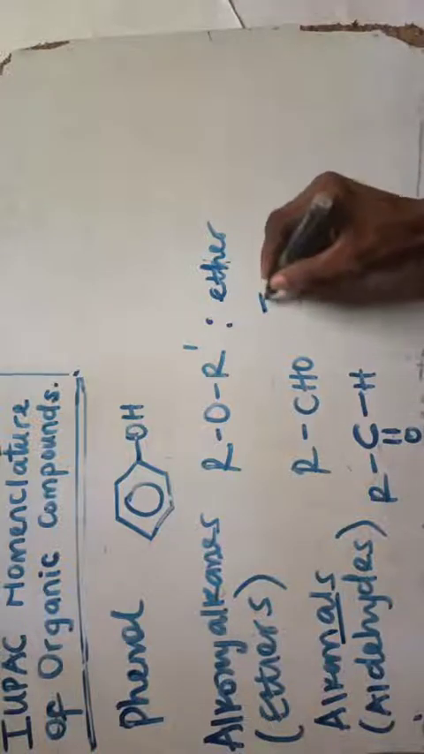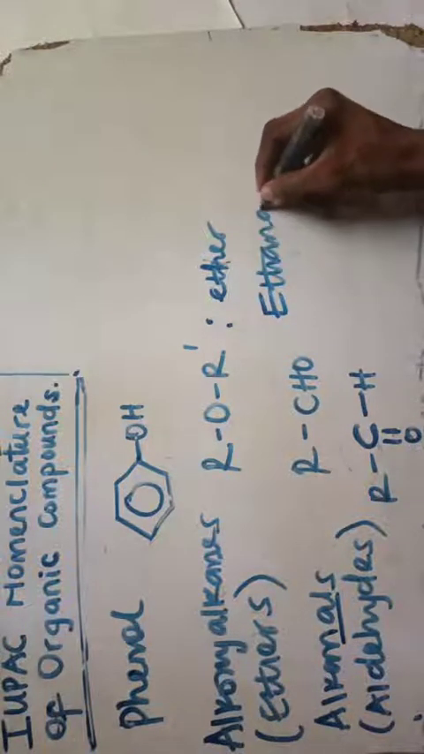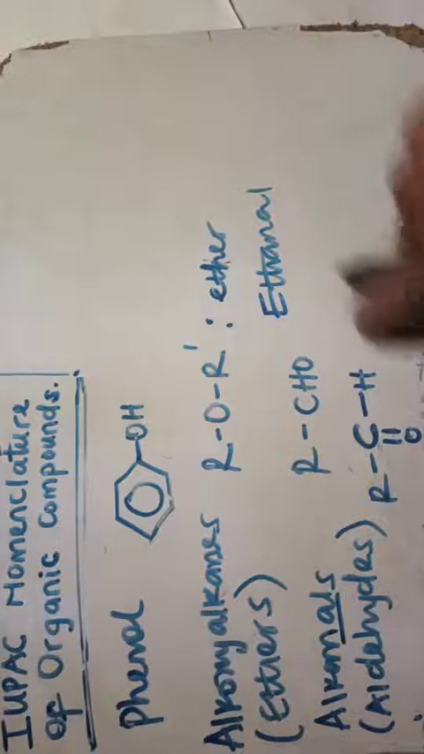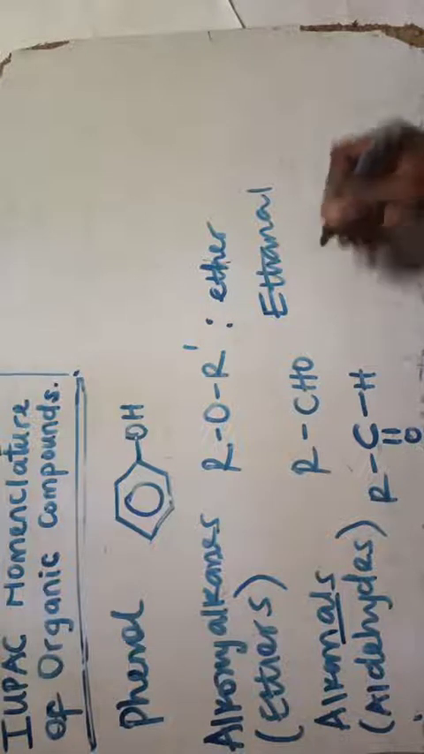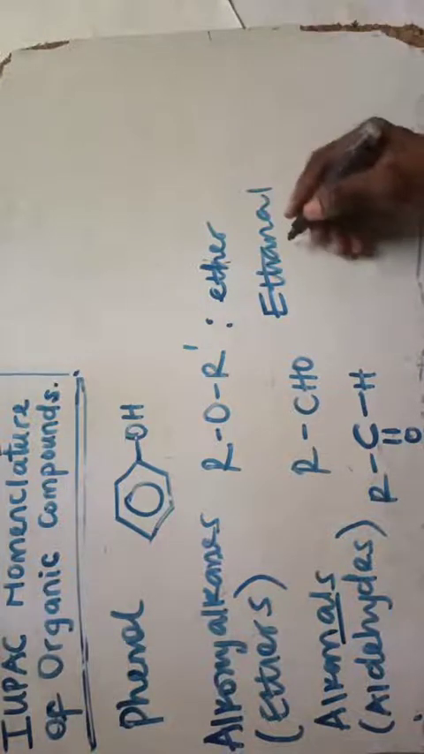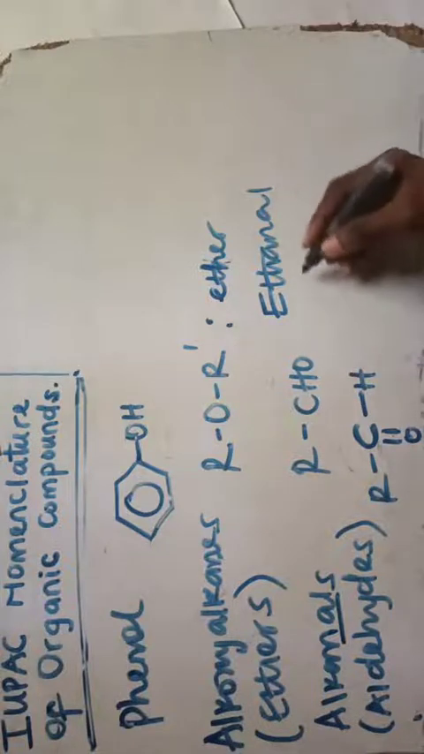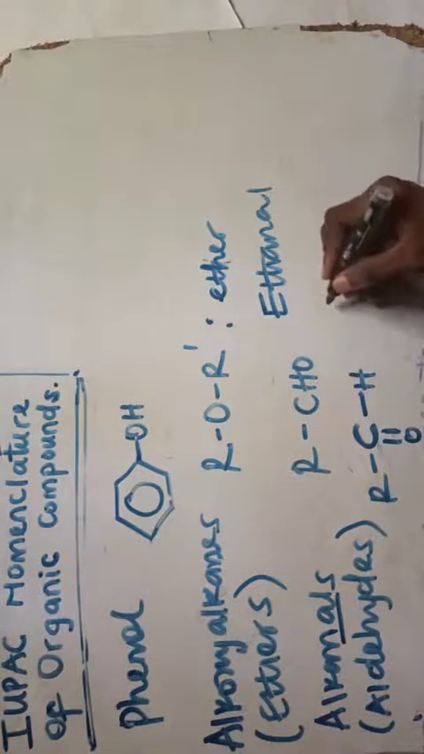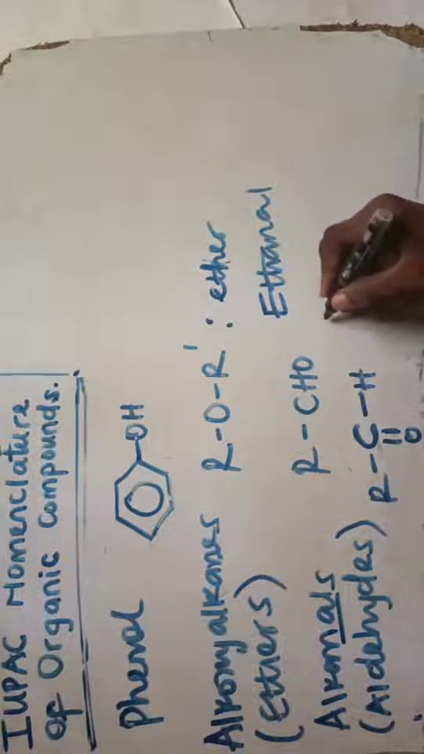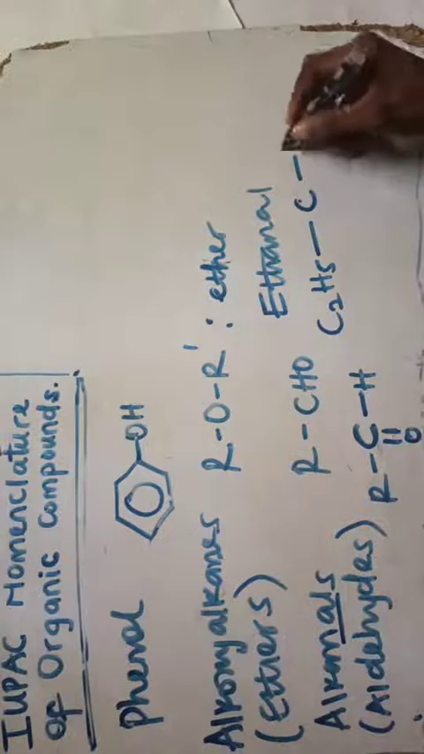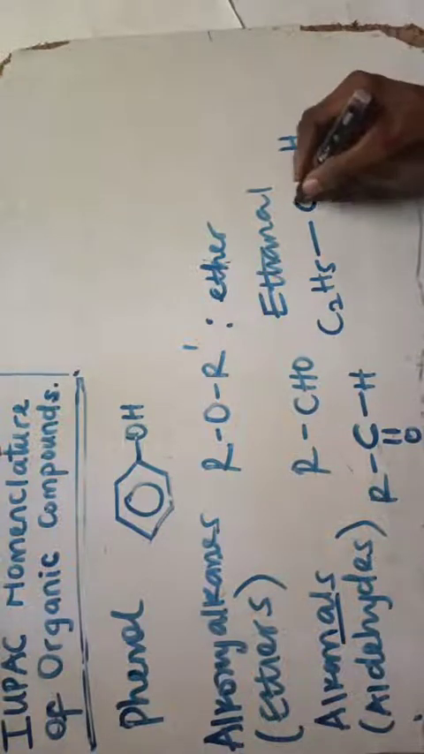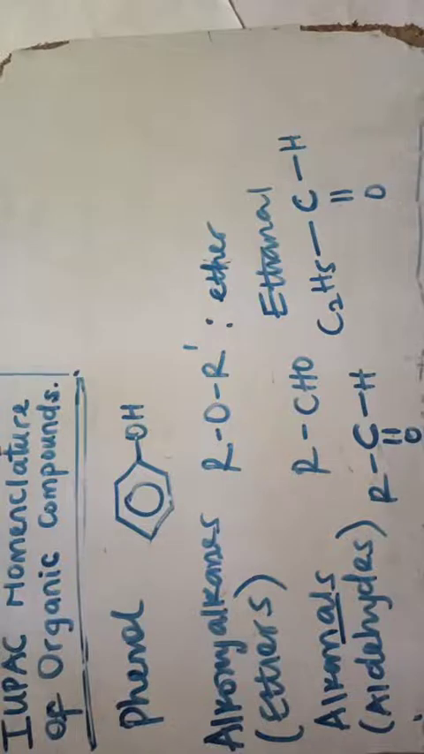Okay, so for this branch, if I want to draw an example of an alkanal, let's say ethanal. Here the branch is C2, so it will not be in the form of ethane, it will be ethyl alkanal. So this will be ethyl. If you remember, ethyl is C2H5. So that will be C2H5, that is a branch, and CHO. You see, this is an alkanal.